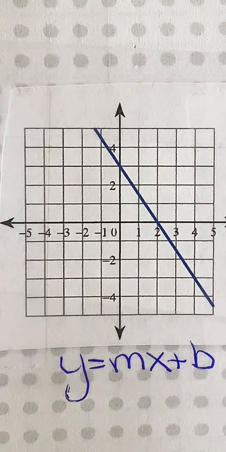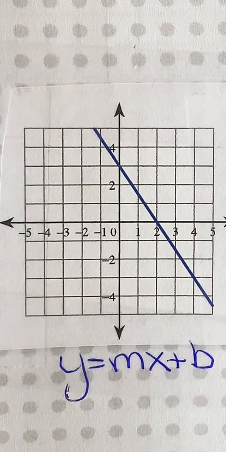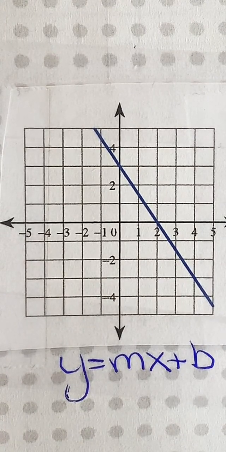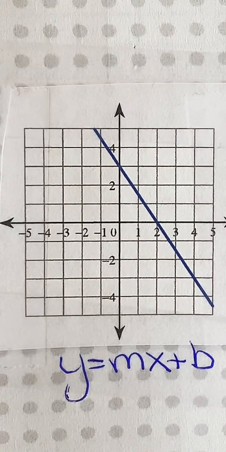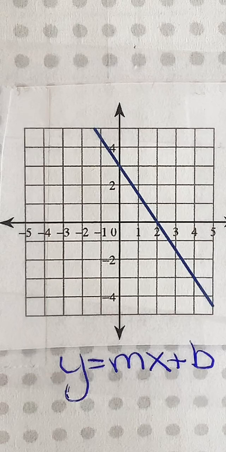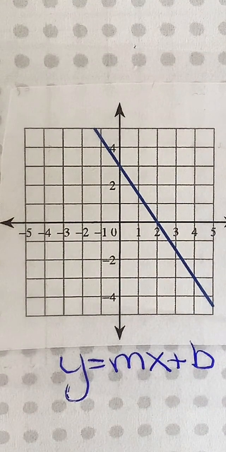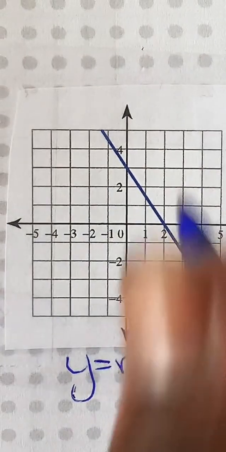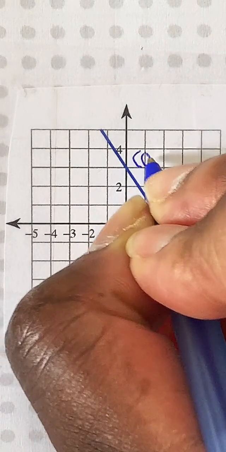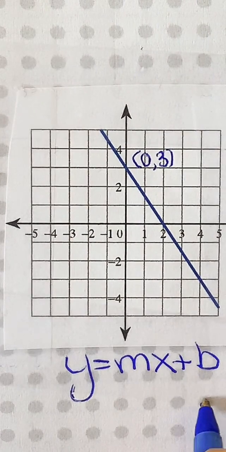So negative 3 halves x plus 3. Okay, one more, to see if we all see it. So first thing, always look to see what my y-intercept is. My y-intercept is right here, and the point here is 0, 3. So that means my b is going to be 3.